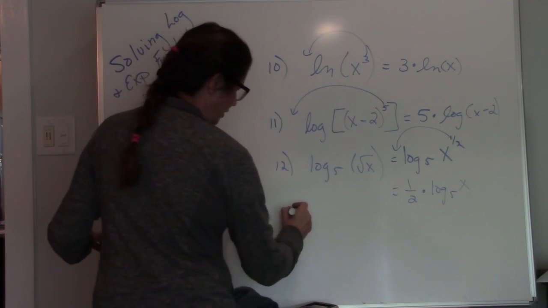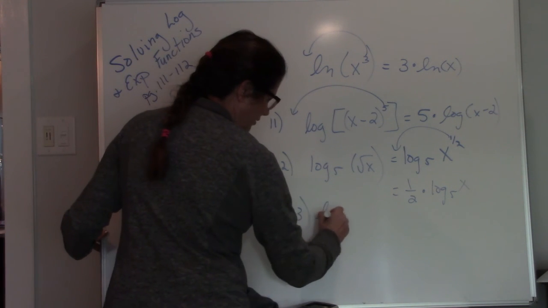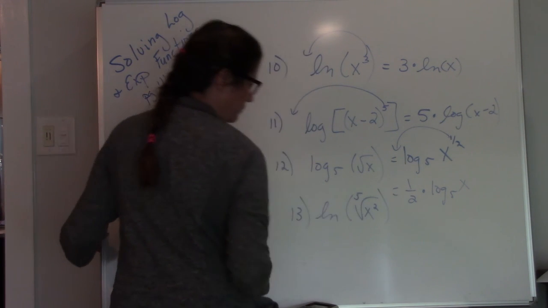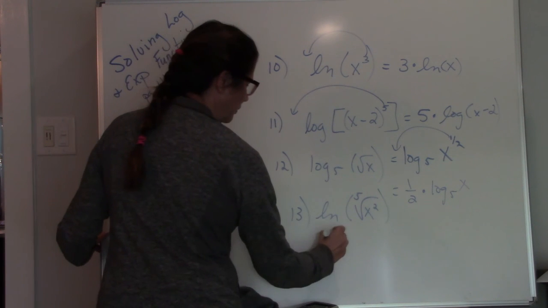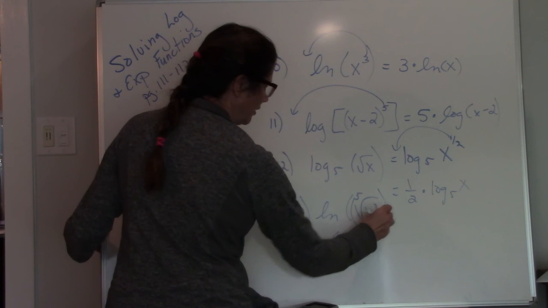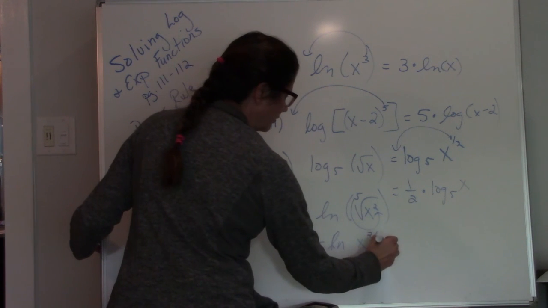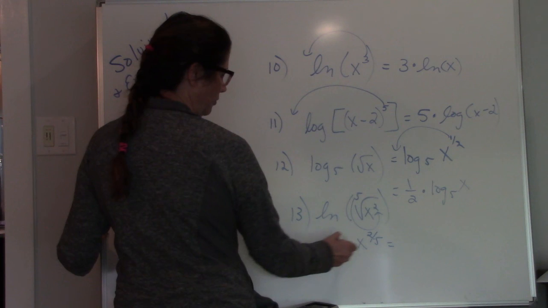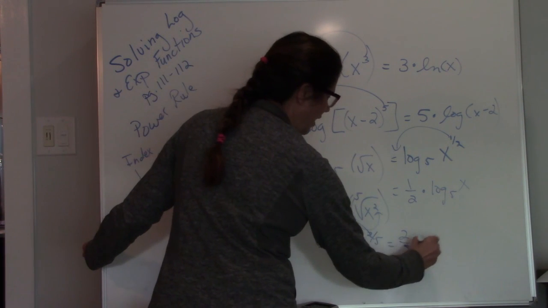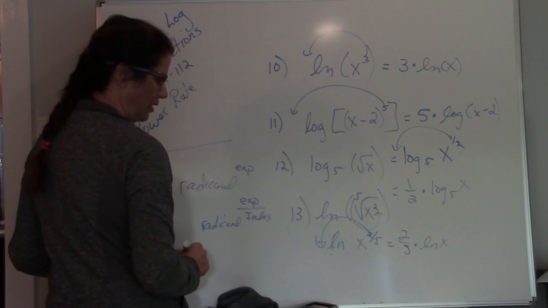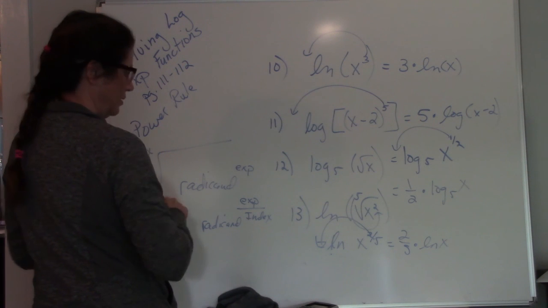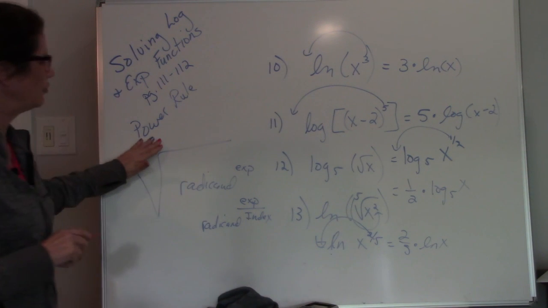So number 13, running out of room. This is a natural log of the 5th root of x squared. So again, if I were to rewrite this, it would be the natural log of x, and you drop your index down to the 2/5. So this is an exponent on an exponent, so I drop this to the front, 2/5 times ln of x, and that's your answer. Okay? All right. So that is when you're using the power rule.